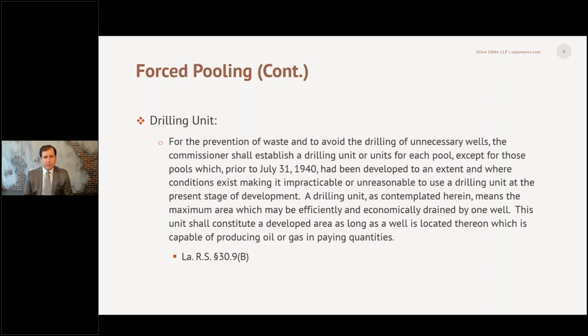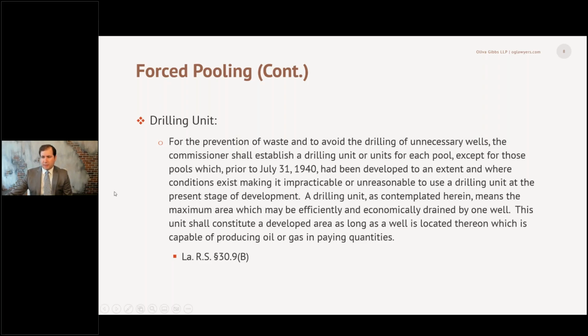So, forced pooling in Louisiana, forming this drilling unit. The Commissioner of Conservation generally designates drilling units whenever necessary to prevent waste or avoid needless drilling, even if the owners of oil and gas interests have not agreed to pool their interests. As we discussed earlier, the state of Louisiana cannot force pool federal lands, but any privately owned lands and state-owned lands can be force pooled when the Commissioner of Conservation deems it necessary, again, to prevent waste or avoid needless drilling.